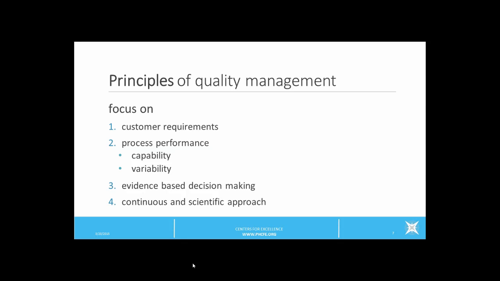Quality management is based on a set of principles: understanding and meeting customer requirements, focus on process performance. This means understanding what your process is capable of and also understanding and controlling process variation. Using evidence to make decisions, and this means data, and application of a continuous scientific method like Plan, Do, Check, Act or other methods. Whether your quality management system uses Lean, Six Sigma, Plan, Do, Check, Study, Act, or another approach, to be most successful it must be grounded in management practices that promote these 4 principles. Let's take a quick look at each.